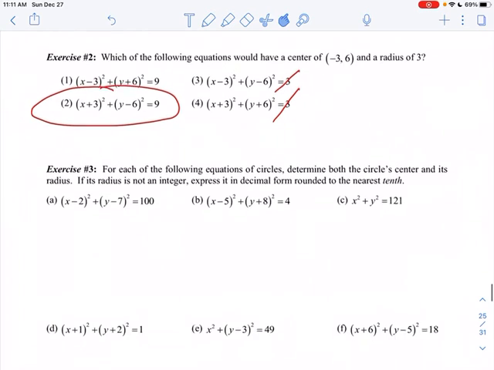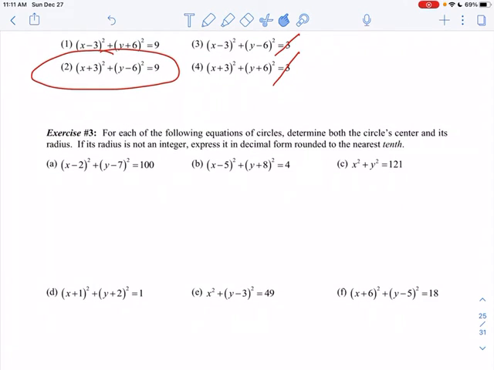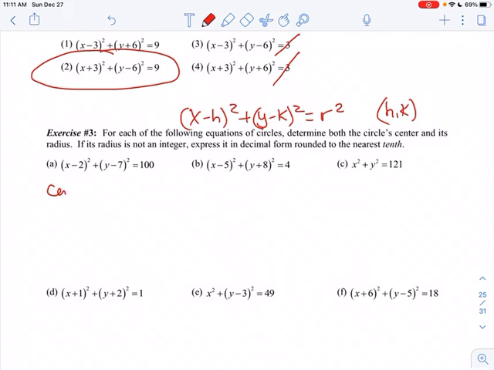All right, so let's practice a bunch. For each of the following equations, determine the circle's center and its radius. If the radius is not an integer, express it as a decimal. All right, so again, it's x minus h squared plus y minus k squared equals r squared, and h, k is the center. So right here, my center is going to be positive 2, positive 7. This 100 is r squared, so for my radius, I have to take the square root of that number. My radius is 10.